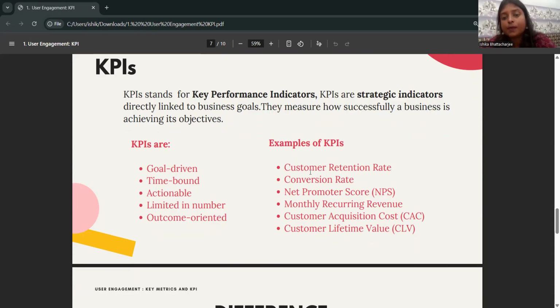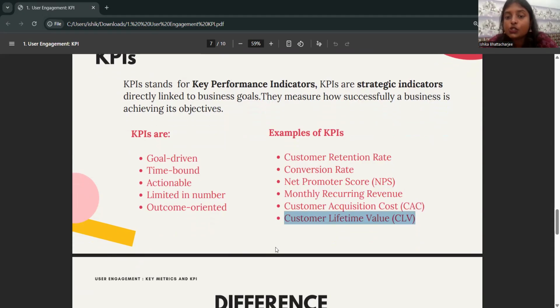So some of the examples of KPIs are customer retention rate, conversion rate, net promoter score, NPS, monthly recurring revenue, customer acquisition cost, customer lifetime value. So these metrics are actually giving you the success of your business. So if the customer retention rate should be actually low, right? So if the rate is low, then we are getting the success in our business. If the conversion rate is high, like from the web page to the actual product buying, the rate is very high, then we are getting success in our business, right?